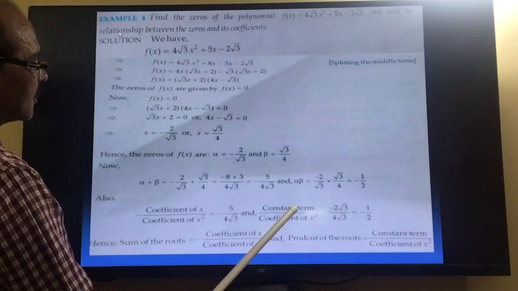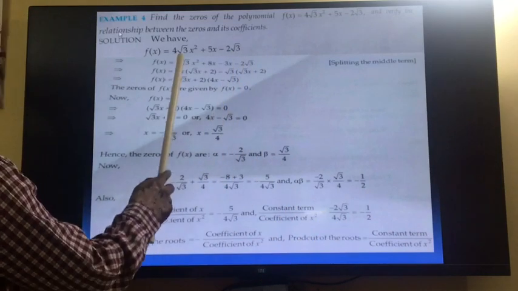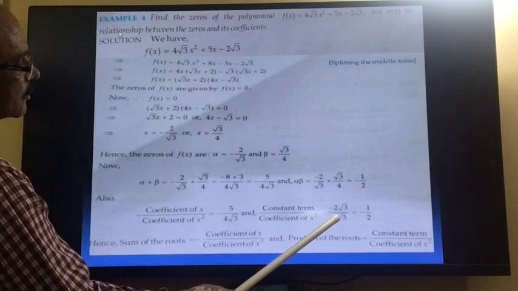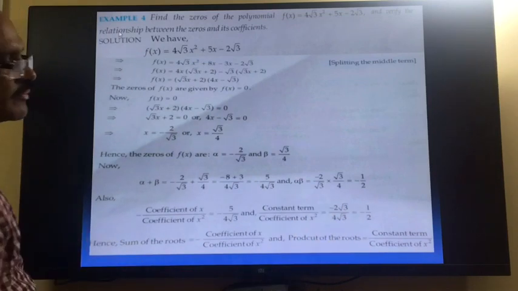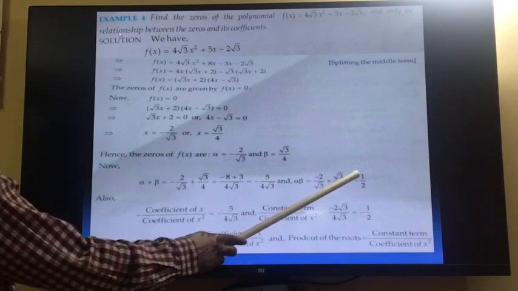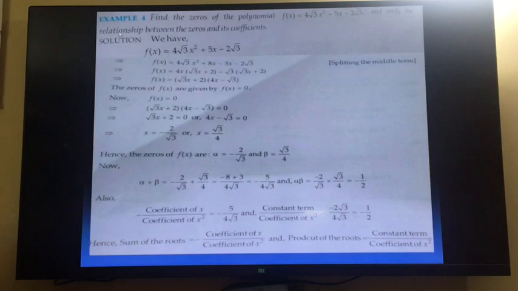So here we will get the constant term, that is minus 2 root 3 upon the coefficient of x square, that is 4 root 3. So here root 3 cancels, and by 4 you can get it, so you will get minus 1 by 2. So here these two values are same, these are for product, these are for sum, so it is verified.